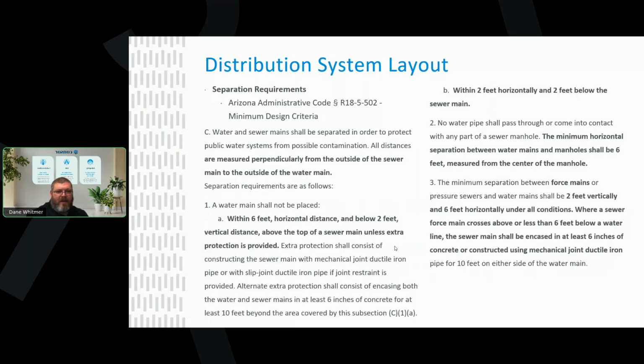Distribution system layout. There are also administrative code laws that we have to follow, and in this case, I'm highlighting the idea that there needs to be physical separation between your sewer lines and your potable water lines, as well as any sewer systems, or my brain's blanking right now, the leach fields off of your septic systems.